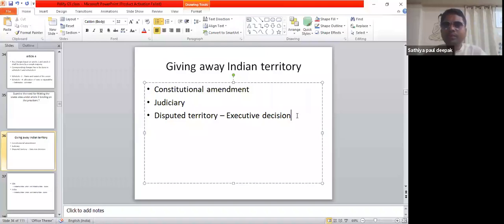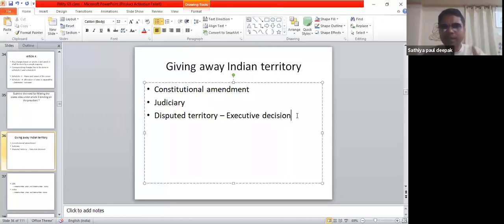How to remember this? Simple. If they had said giving a territory to some other country needs a simple majority, the ruling party would sell the country. Because simple majority means Lok Sabha and Rajya Sabha can easily pass a law. So whenever they want, they can pass a law and give a territory to some other country. Okay, it should not happen like this.